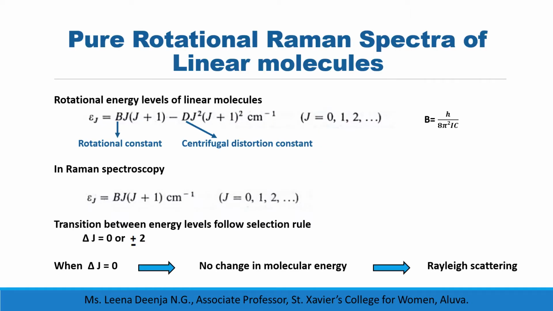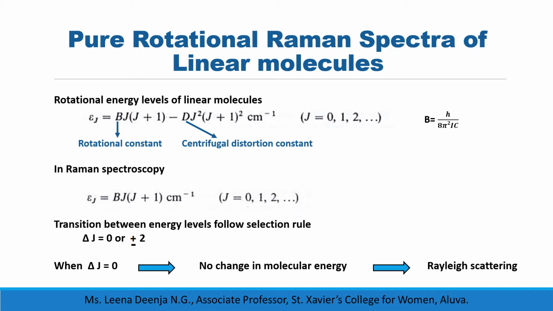We know that the rotational energy levels of a linear molecule are epsilon J equal to BJ into (J plus 1) minus DJ square into (J plus 1) whole square, in centimeter raised to minus 1, where this J is known as the rotational quantum number. Its values are 0, 1, 2, 3, etc. And B is the rotational constant and D the centrifugal distortion constant. And the value of B is h divided by 8 pi square I c.